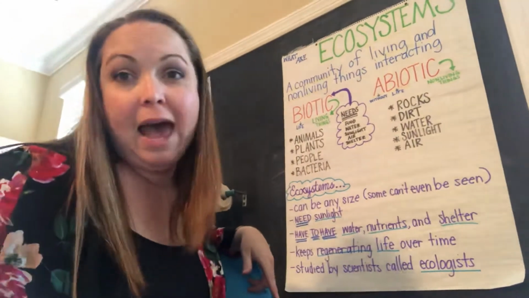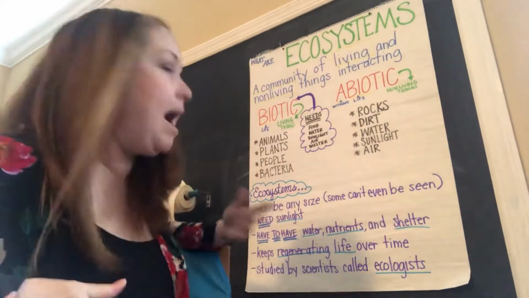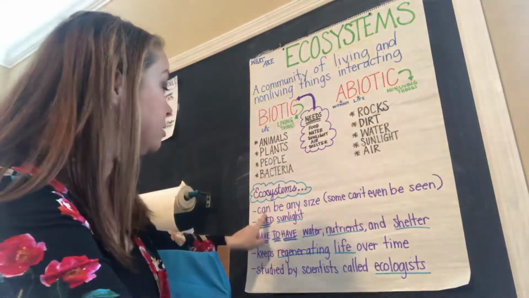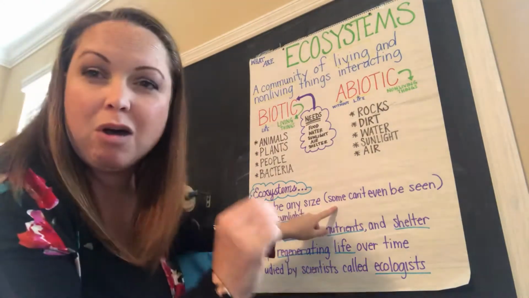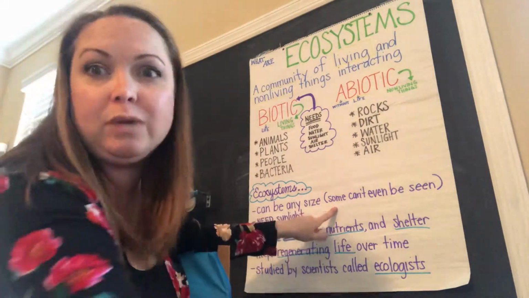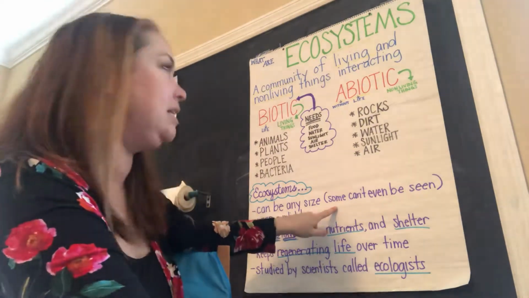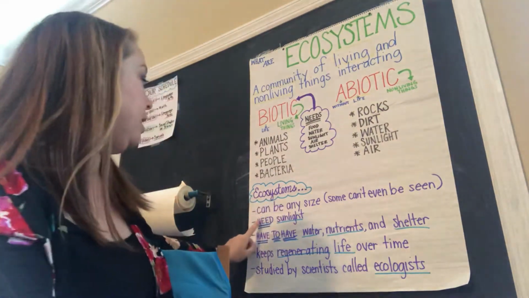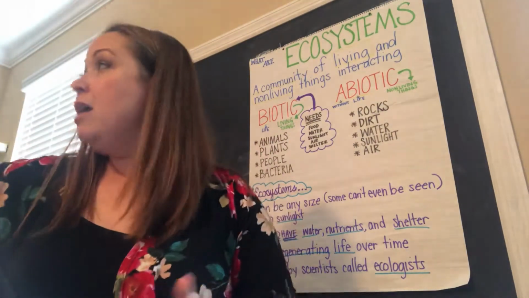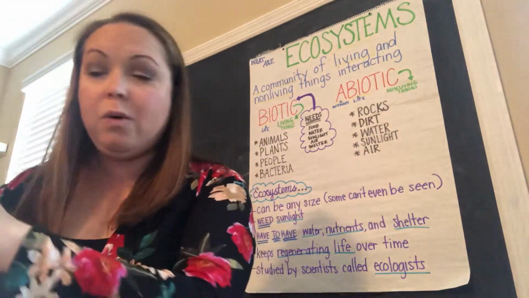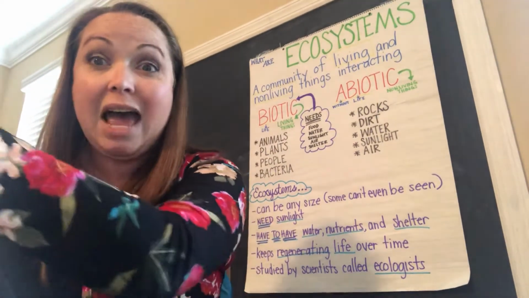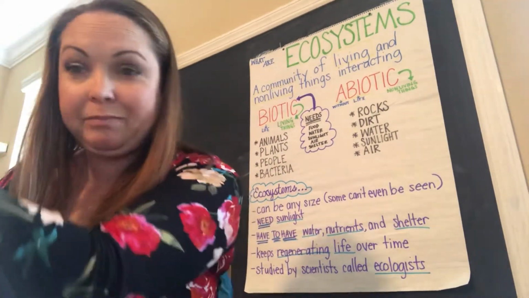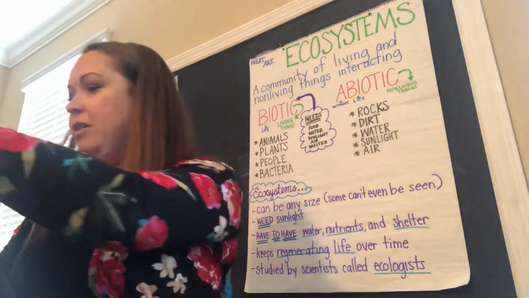So ecosystems have some regulars, some constants. Some things I want you to know about ecosystems before we begin: ecosystems can be any size. Some are so small that they can't be seen with the naked eye, so you would need a microscope to see them, like those tiny bacteria ecosystems. Ecosystems need sunlight. Every ecosystem has the sun up there in the sky as the root of its system, of its existence.